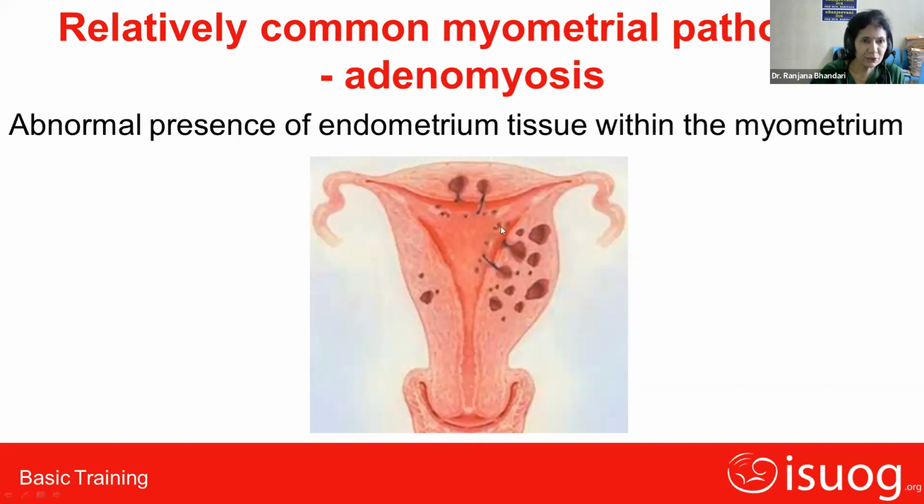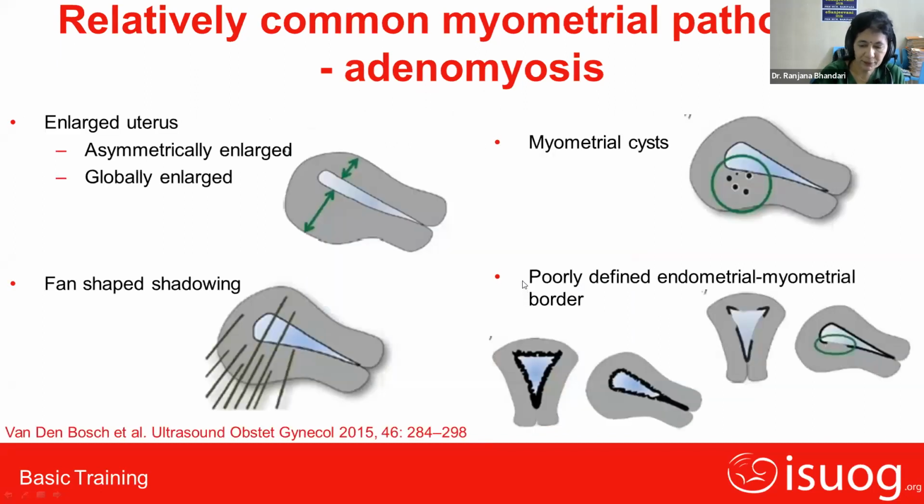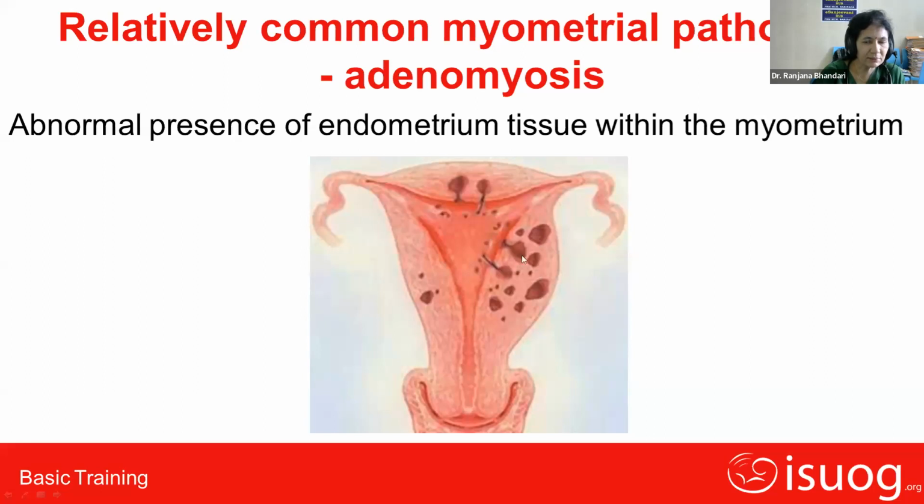When the endometrial tissue from the endometrium goes into the myometrium and gets implanted into the myometrium, at that time we call it a case of adenomyosis. So abnormal presence of endometrial tissue within the myometrium is known as adenomyosis. And when this endometrial tissue goes to other places, it is known as endometriosis. This is adenomyosis, outside is endometriosis. We will read a bit about endometriosis also.